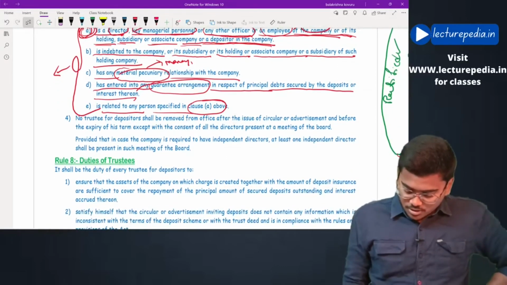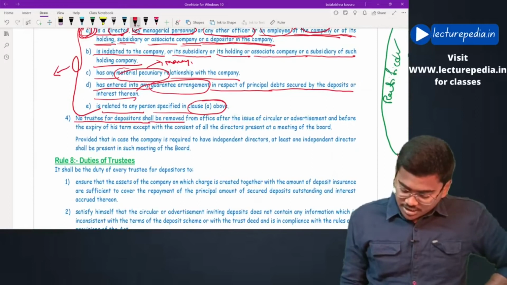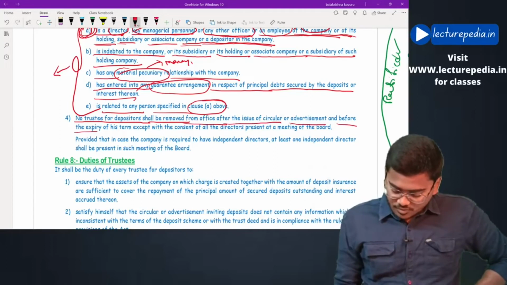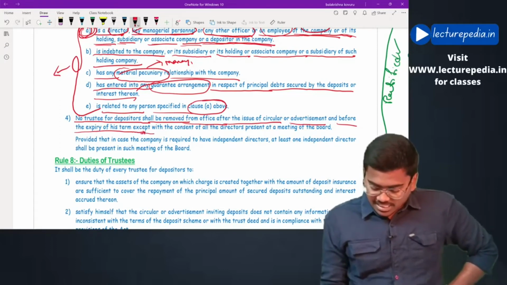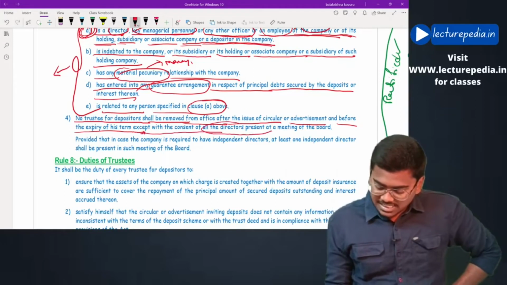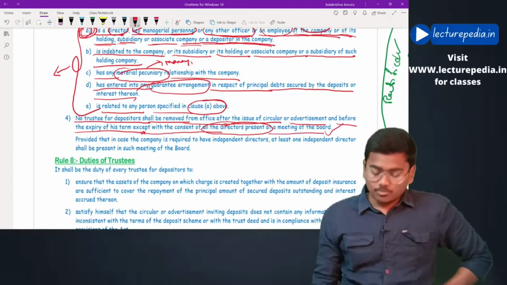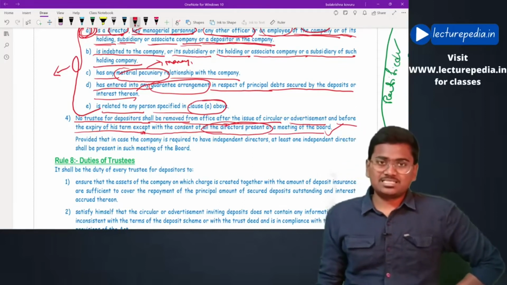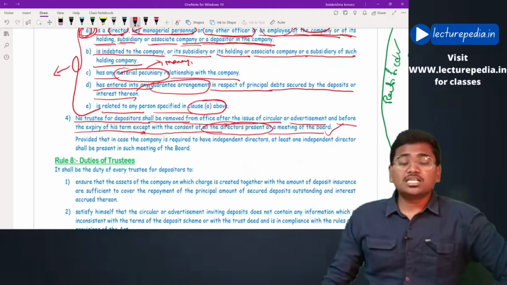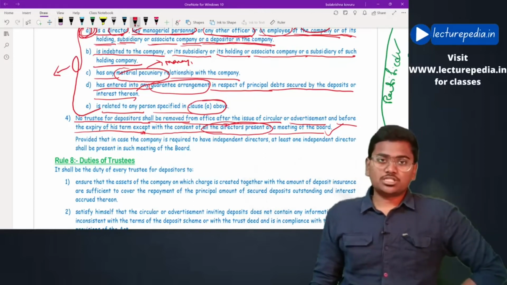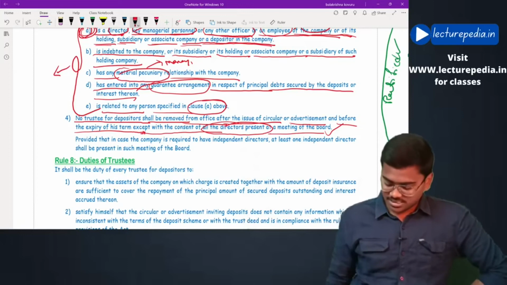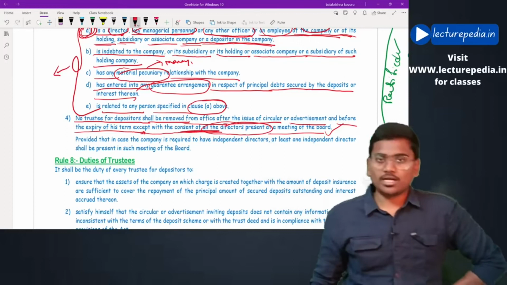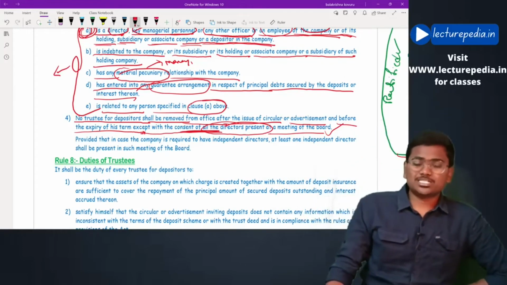Next, no trustee for depositors shall be removed from the office after the issue of circular or advertisement and before the expiry of his term, except with the consent of all directors present at the meeting of the board of directors. If you want to remove the trustee before expiry of his term, then you will require a unanimous resolution of the board of directors. Hope this is clear. Consent of all directors, that means a unanimous resolution, is required to remove a trustee before expiry of his term.